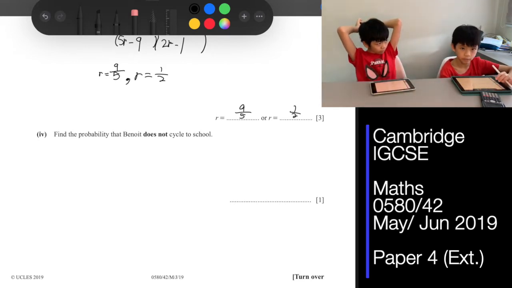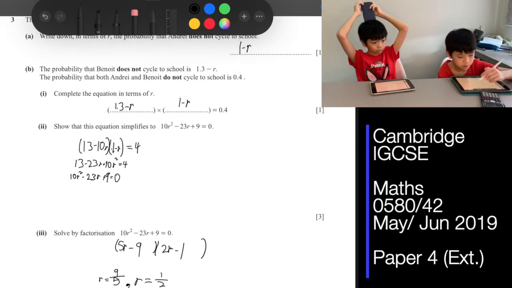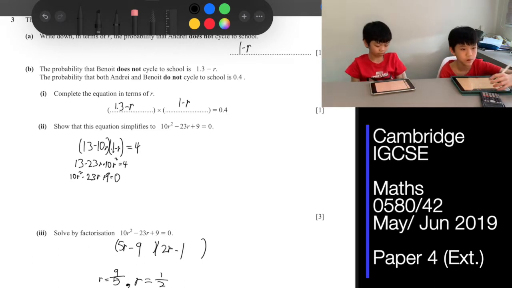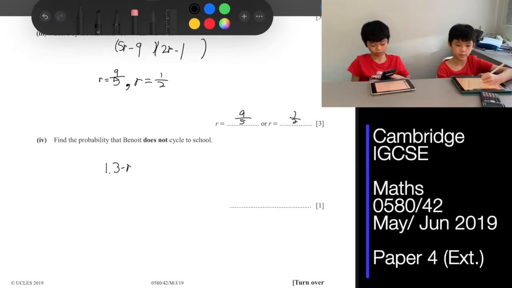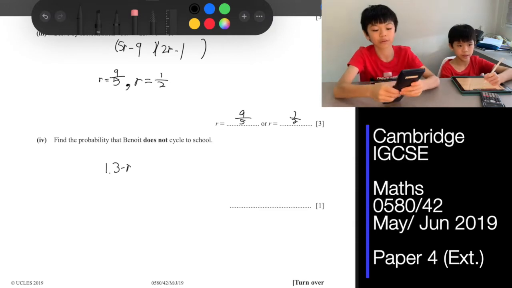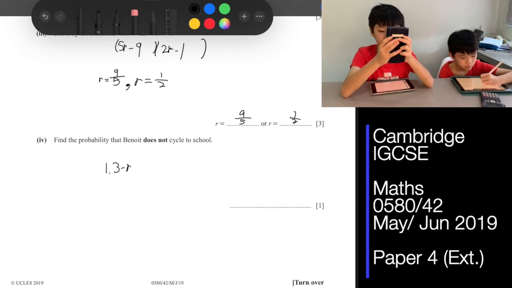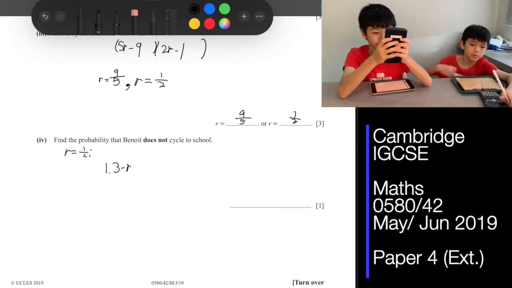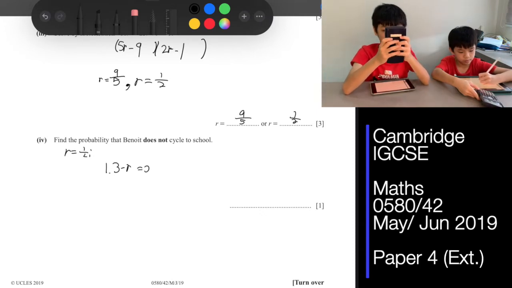Okay, for the next question, we need to find the probability that Benoit does not cycle to school. We need to get the value since we already got the possibilities of r. So Benoit does not cycle to school is 1.3 minus r. Then we replace in one of the values. 9/5 is 1.8, so that would be negative. It's basically impossible. But if r equals 1/2, then 1.3 minus 0.5 would be 0.8, which is equal to 4/5.